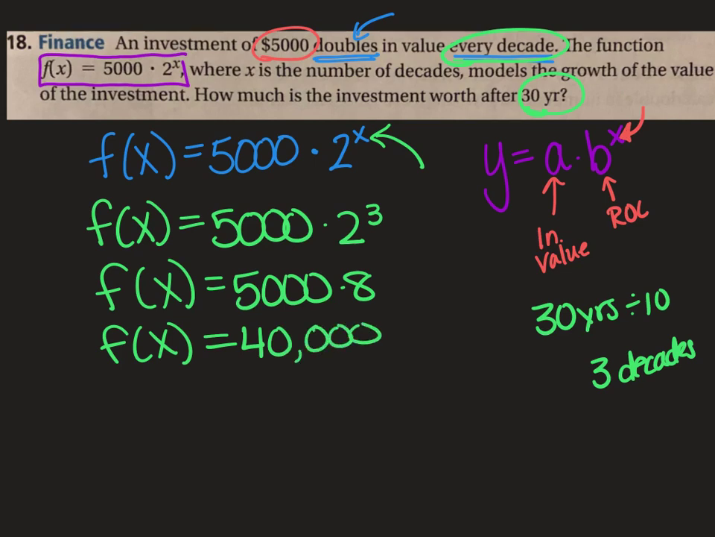So what does that mean? We get an answer of f of x equals 40,000. So what that means is after 30 years or 3 decades, the investment will be worth $40,000.